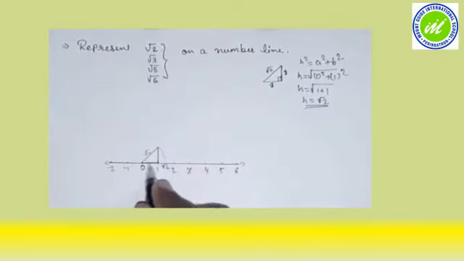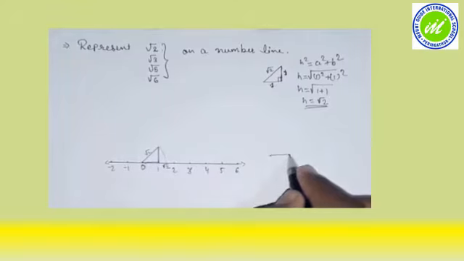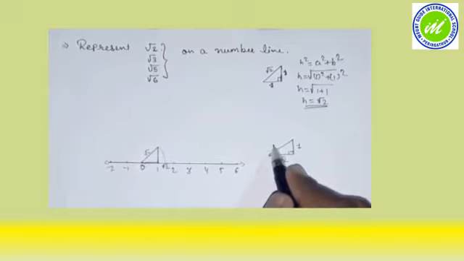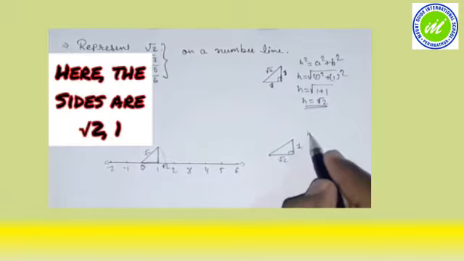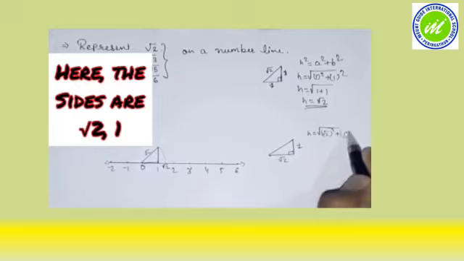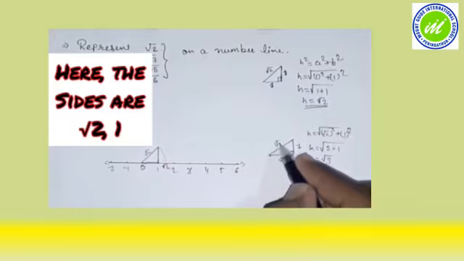Now look here, we have this distance root 2. Again we have to draw the same thing. Here it's root 2, here 1. So again with the help of Pythagoras we can find out this hypotenuse. This will become root 3. How? Look here, h is equal to under root a square plus b square. So under root 2 square plus 1 square. That will be h is equal to under root 2 square, which is 2, plus 1. Therefore h will be under root 3.